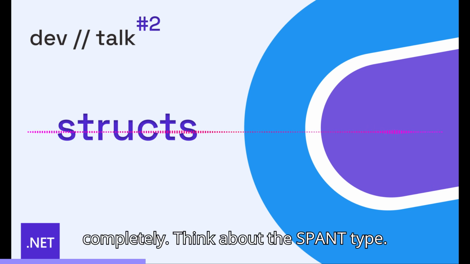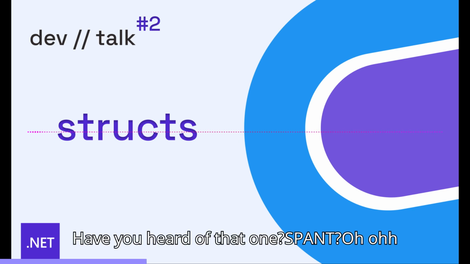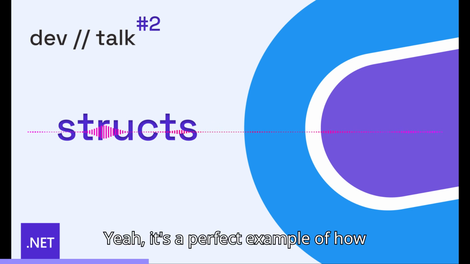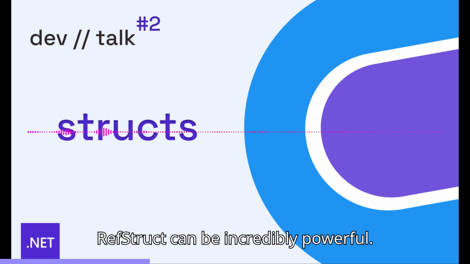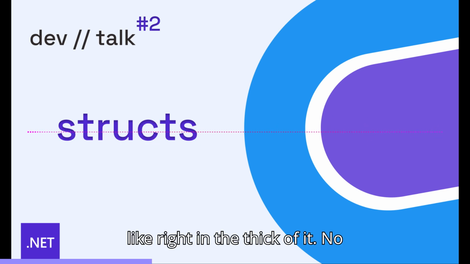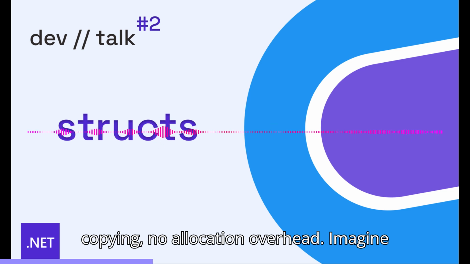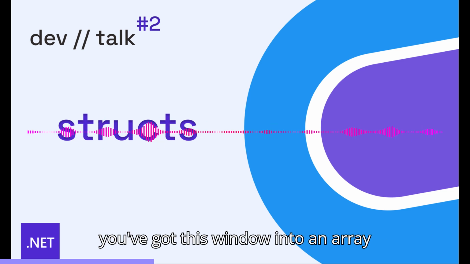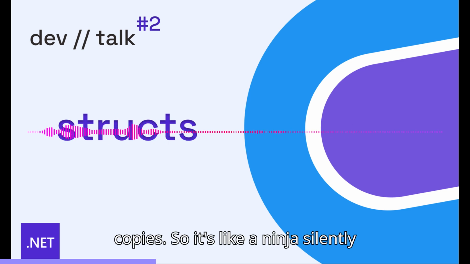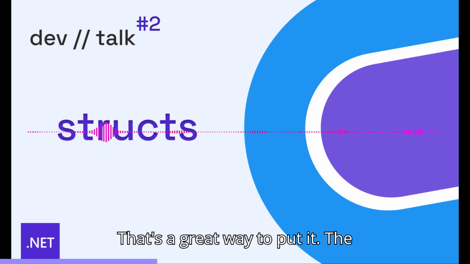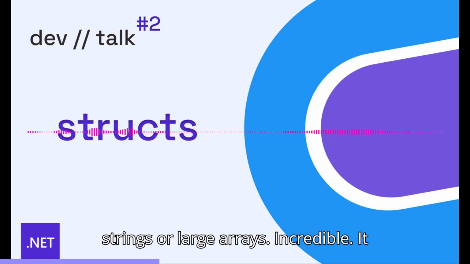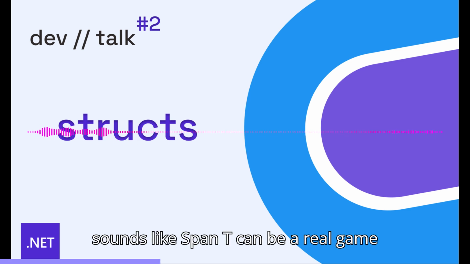Think about the Span<T> type. Have you heard of that one? Span<T>. Oh yeah, that mysterious force everyone's talking about in the performance world. Yeah, it's a perfect example of how ref struct can be incredibly powerful. Span<T> lets you work directly with memory, right in the thick of it. No copying, no allocation overhead. Imagine you've got this window into an array, accessing data without creating new copies. So it's like a ninja silently moving through memory, leaving no trace. That's a great way to put it. The performance benefits are amazing, especially when you're dealing with strings or large arrays. Incredible. It sounds like Span<T> can be a real game changer.